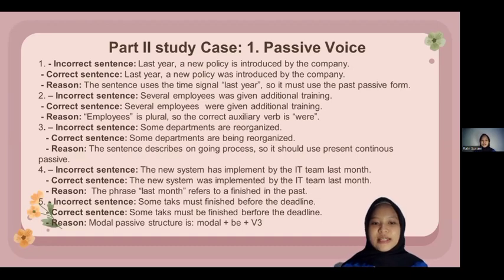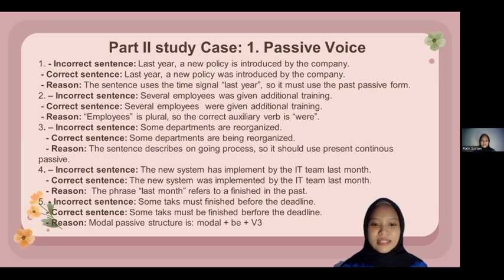Number two, "Several employees was given additional training." The correct sentence is "Several employees were given additional training" because employees is plural, so the correct auxiliary verb is were. Number three, "Some departments are reorganized."